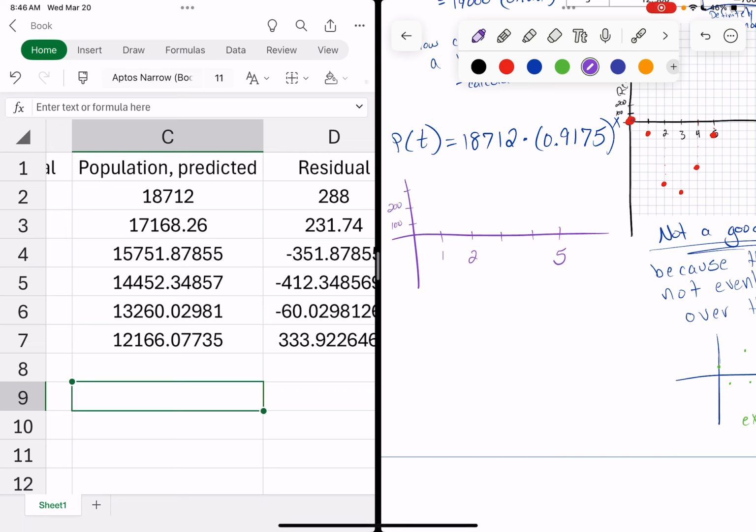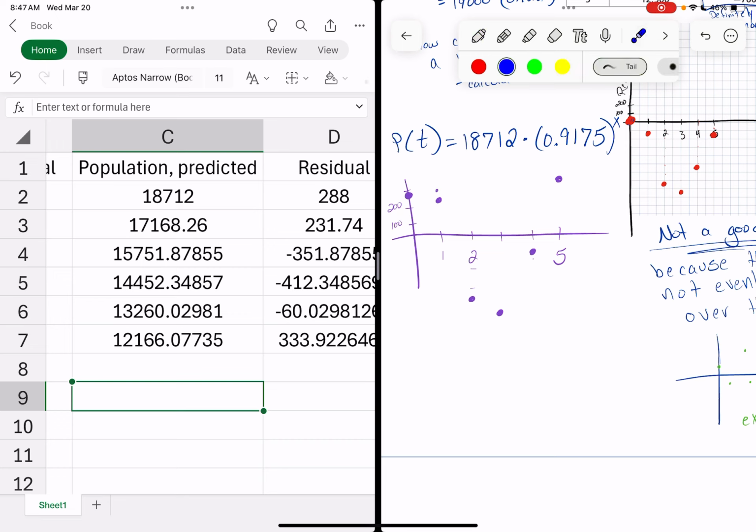So at 0, it's 288, so it's almost here. At 1, we'd be 231. At 2, negative 1,300 and something. At 3, negative 400 and something. At 4, negative 60, so right about here. And at 5, 333. Look at that.